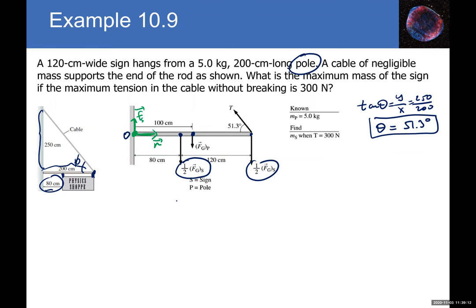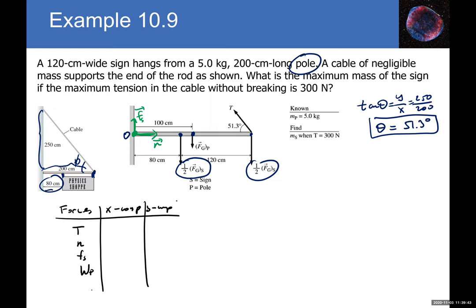Now if I make my force table, with an X component and a Y component, here's what I have. I have the tension, then the normal force and static friction, then the weight of the pole, and then the weight of the sign one and the weight of the sign two.